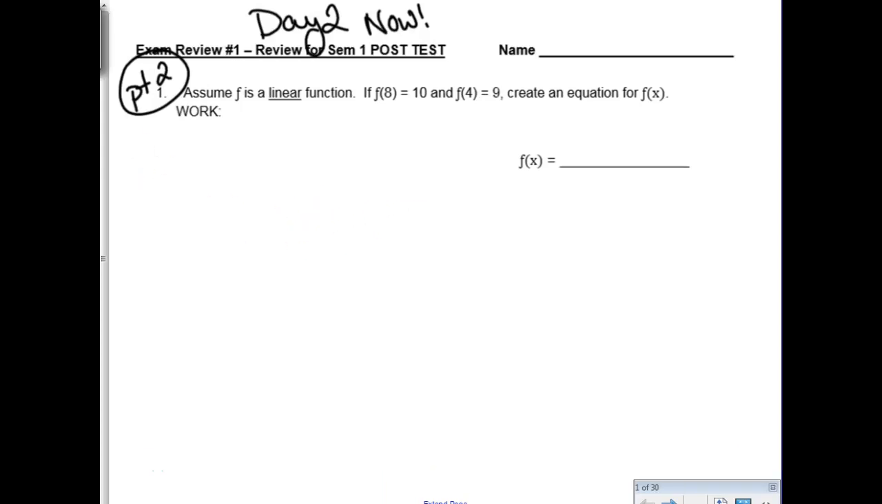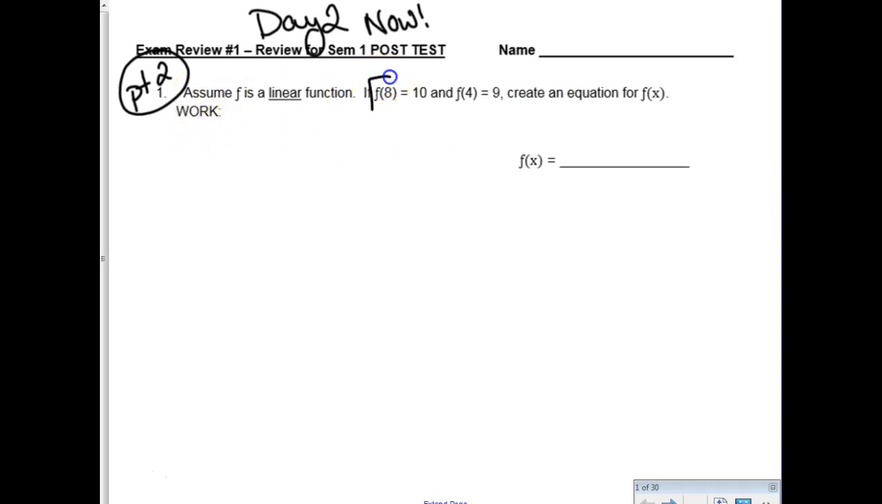All right, this video is day 2 of your post-test, so make sure you're watching the right video. And we start off right away with number 1. So number 1, assume that f is a linear function. If f of 8 equals 10 and f of 4 equals 9, create an equation.